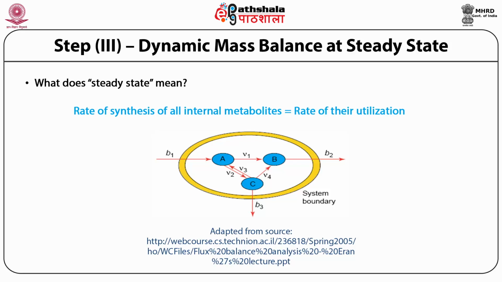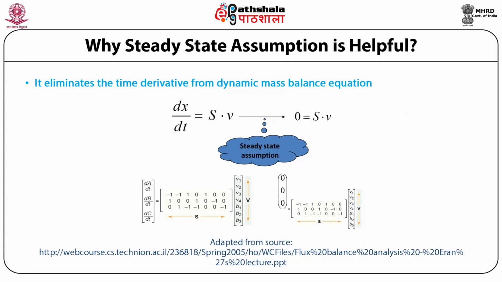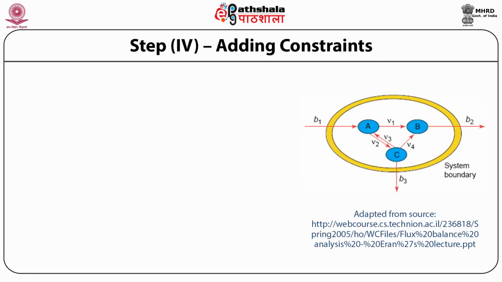Hence, whatever comes in, it should have a steady state equation. And this assumption actually becomes very helpful for solving the equation. The reason is because it's a steady state condition, we can equate it to be 0. And solving the equation becomes simple, S dot V becomes 0 at the steady state assumption. But here comes the role of constraint, and that is step 4.